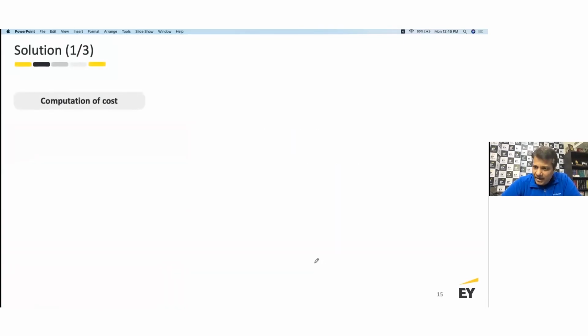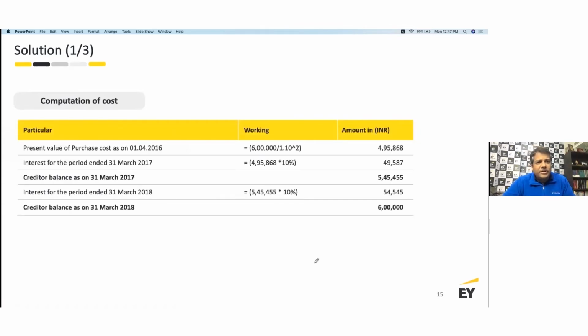I'm going to compute the interest cost. So on day zero, remember the principle. If you have purchased it at present value, I have to pay 6 lakh rupees and then the normal discounting rate is 10%. So I'm going to discount it. If I discount 6 lakh rupees at the rate of 10% for 2 years, I'm going to get 4,95,868. That's my cost of purchase of inventory.